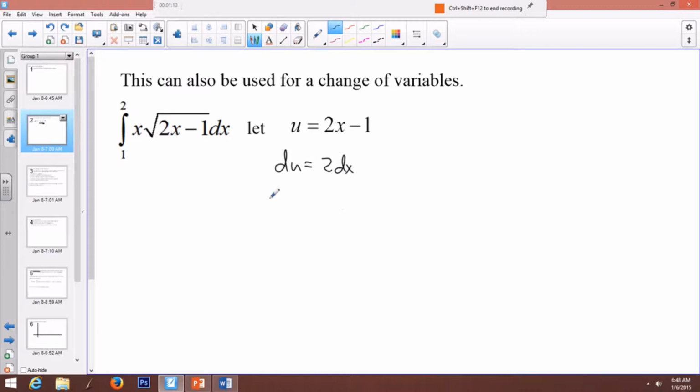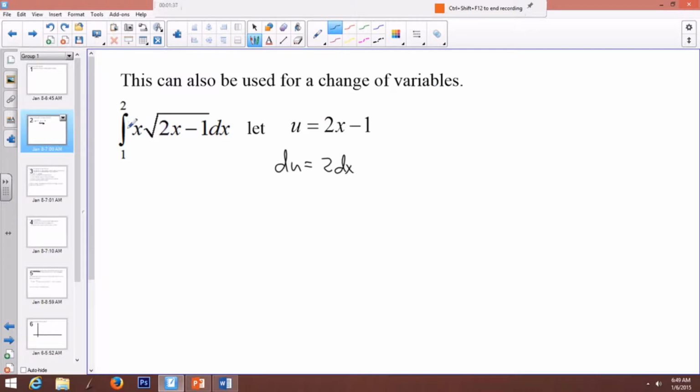Now, the problem arises with this variable expression right here. I have my 2 dx, but I have this extra x that I have to deal with. And since I'm changing my variables again from x to u, this part is a problem. When you come to this type of problem, there is a way around it. You can do a complete change of variables.